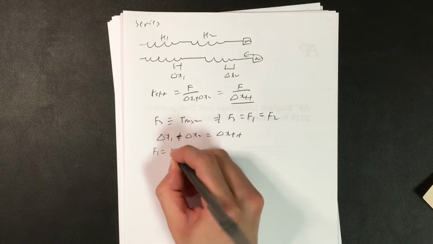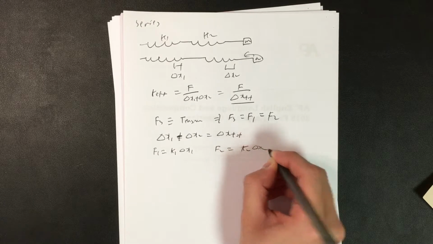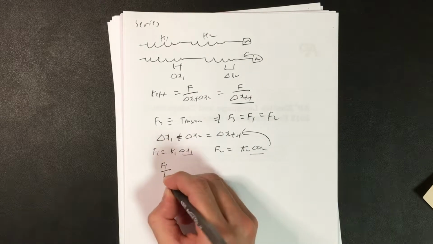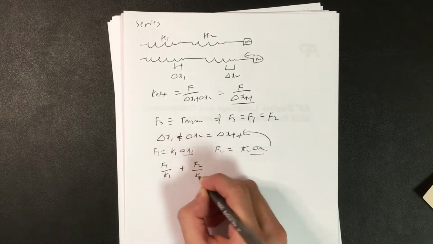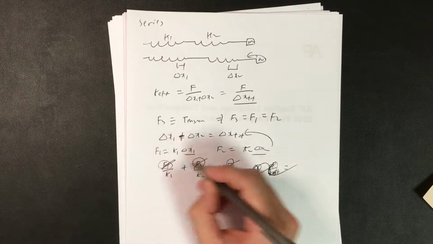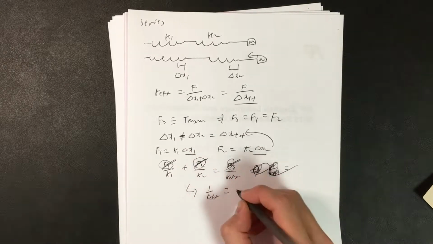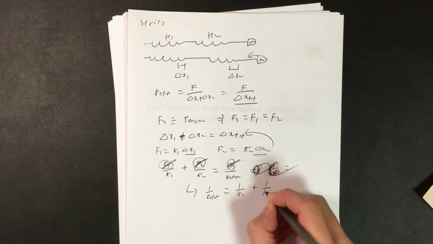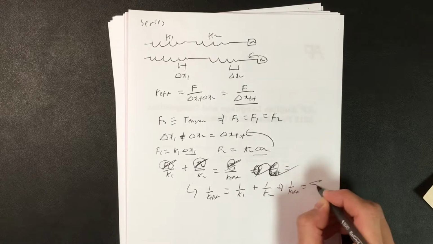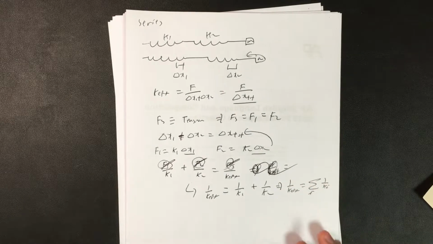Because F1 is defined by k1 times delta x1 and F2 equals k2 times delta x2, if I solve for x1 and x2 and plug into this value, I get F1 over k1 plus F2 over k2 equals Fs divided by k effective. Now I can cancel all these three forces and get the conclusion that 1 over the effective spring constant equals 1 over k1 plus 1 over k2. And in general, 1 over k effective is the summation of 1 over all the other spring constants.